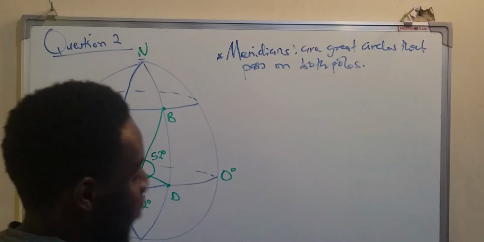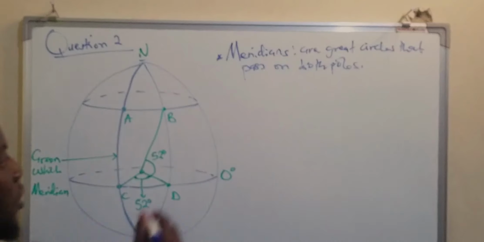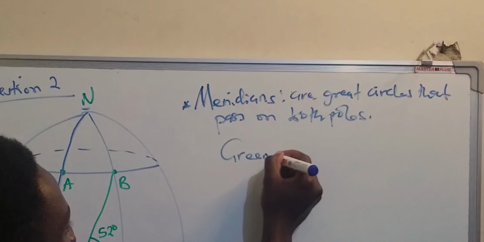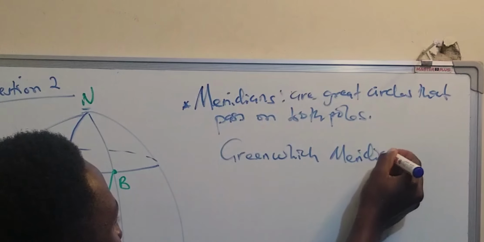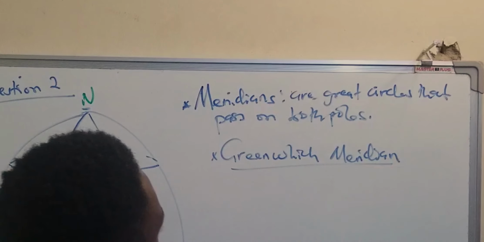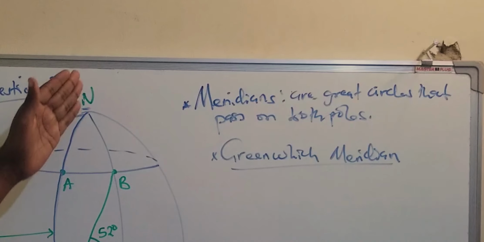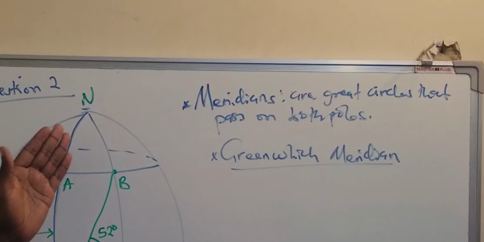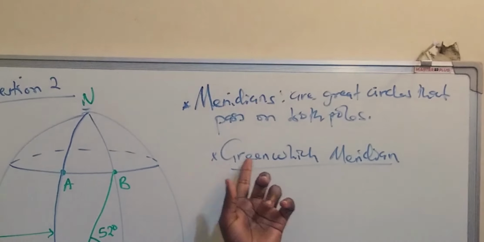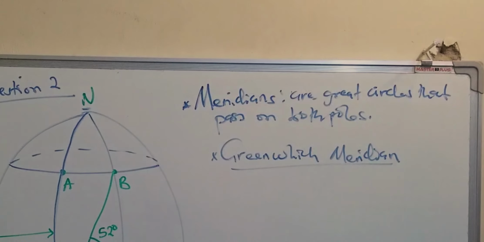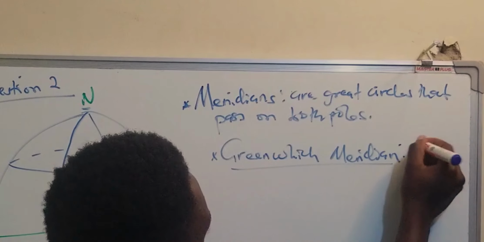Now, one of the most important meridians that I want you guys to remember is the Greenwich meridian. This meridian, this line that is passing on both North Pole and South Pole, is actually a longitude. It passes in Greenwich, London. That's why it was known as the Greenwich meridian. It actually holds a degree of 0.